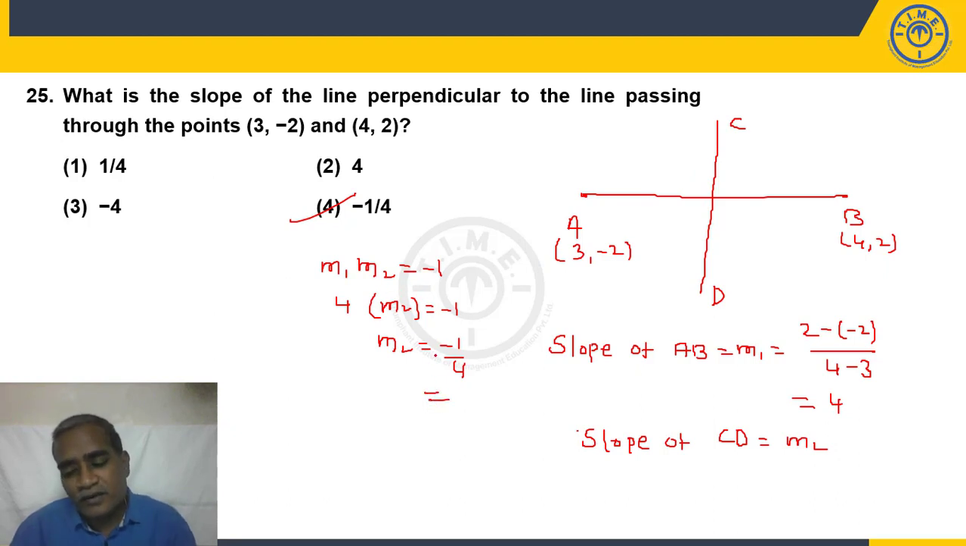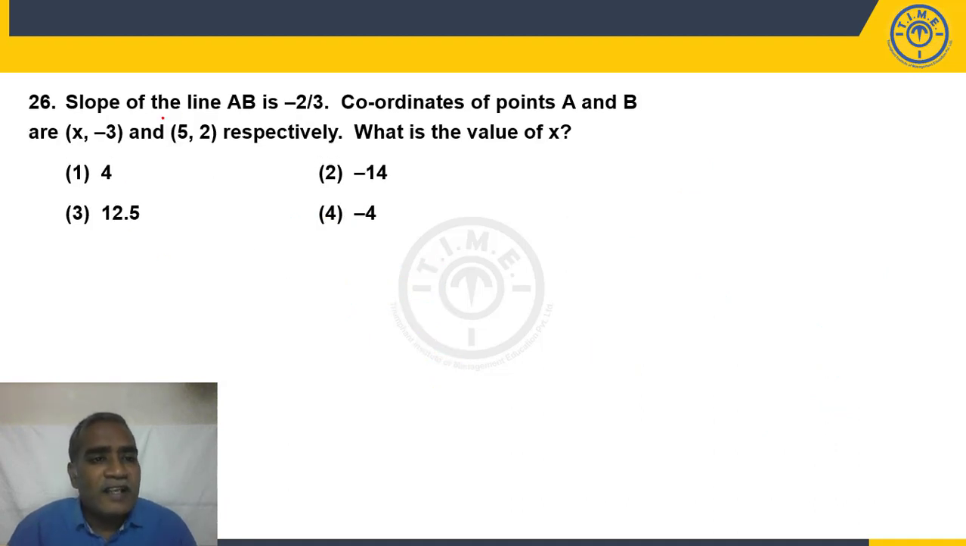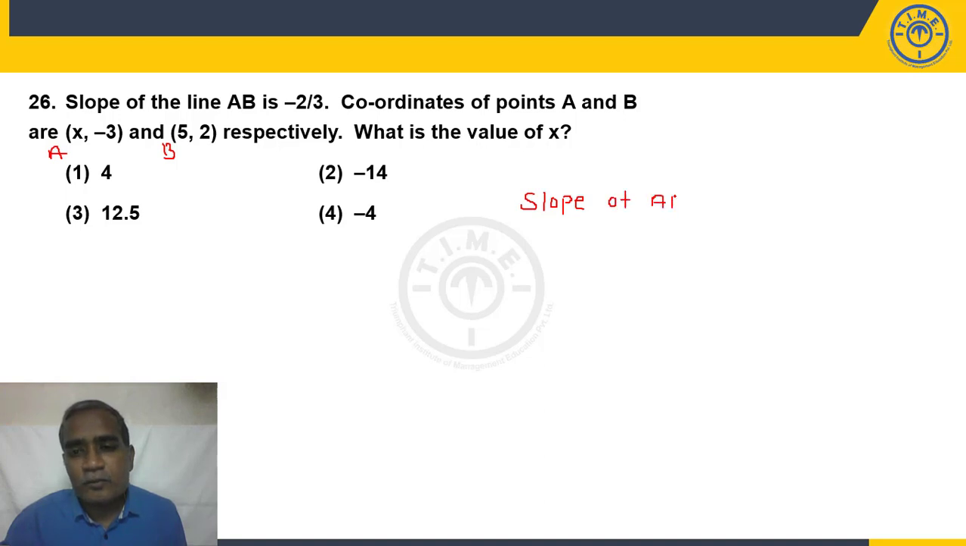Okay? Right. Next question. The slope of the line AB is minus 2 by 3. The coordinates of the points A and B are given respectively. What is the value of x? What is the slope of AB? It is y2 minus y1 by x2 minus x1. That is 2 minus of minus 3 by x2 minus x1, 5 minus x, is equal to minus 2 by 3. This is the given slope of AB.